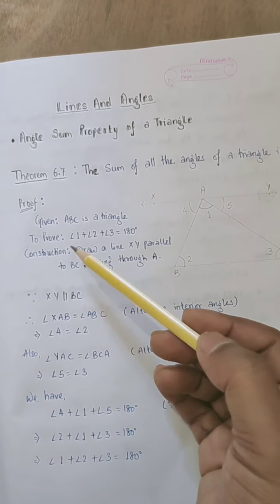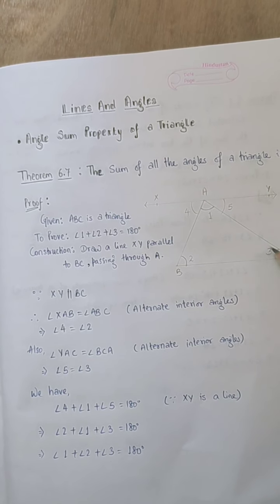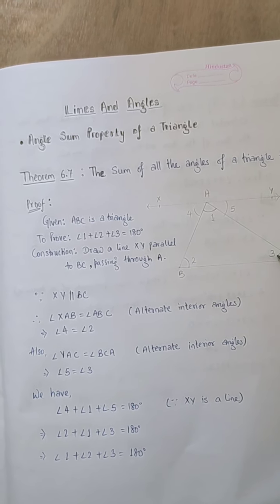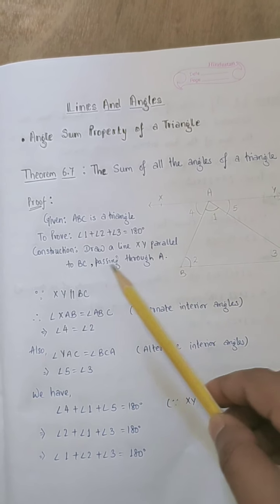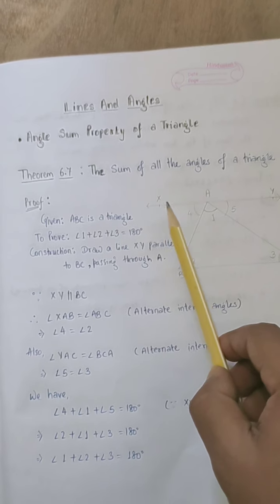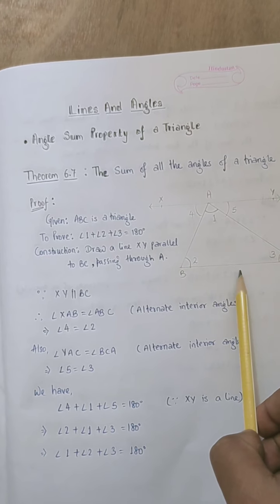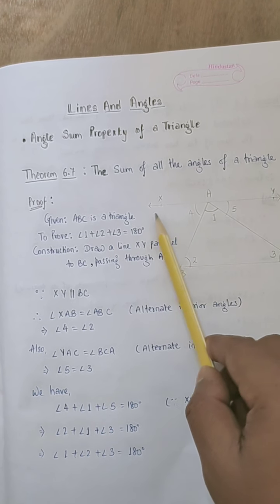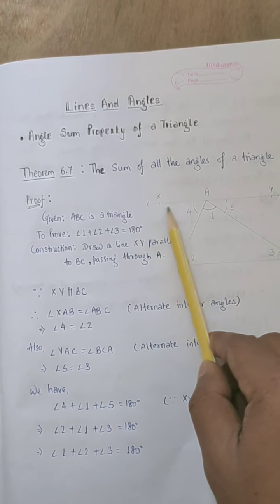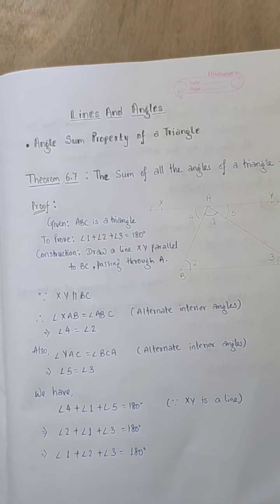Now we have to prove that angle 1 plus angle 2 plus angle 3 is equal to 180. We have named the angles 1, 2 and 3 respectively. In order to prove that one, we have to do a construction. Draw line XY parallel to the side BC through A. Point A is here, so XY is passing through A and also parallel to BC. We have done this construction.